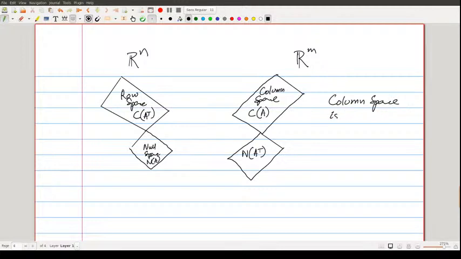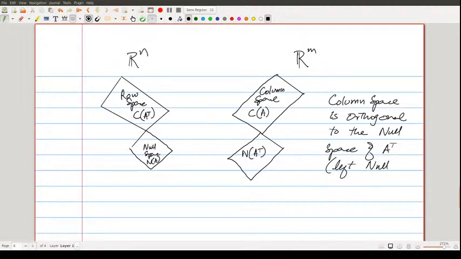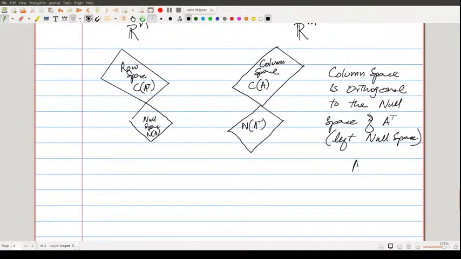column space is orthogonal to the null space of A transpose, or what we also call the left null space, right? So we call it the left null space because A transpose x equals 0 is just the same as x transpose A equals 0. Okay.